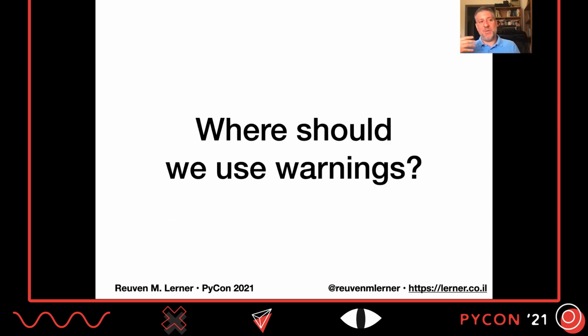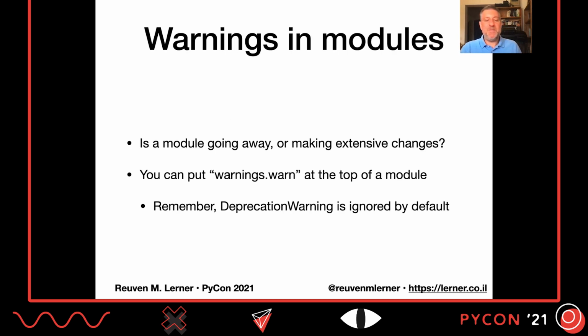So where should we use warnings? It's very nice to have all this technology around that we can use, but where should we use it? Well, one is if you have a module that people are using and it's going away or it's going to change its API. If you're making extensive changes, you can put warnings.warn at the top of the module. Remember that modules are executed when they're imported. Now, normally I'm not a big fan of putting executable code, or at least printing things out, in modules. But this is an exception. It's not an exception, it's a warning. All right, but I kid.